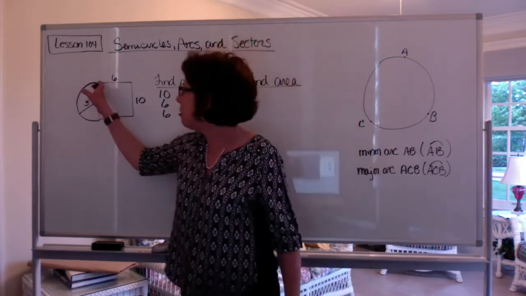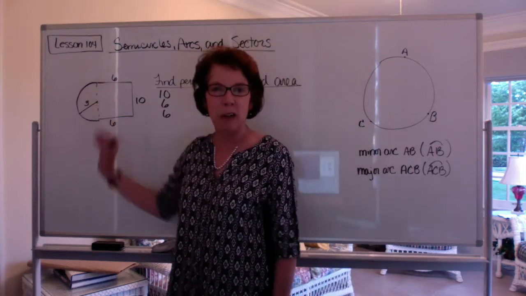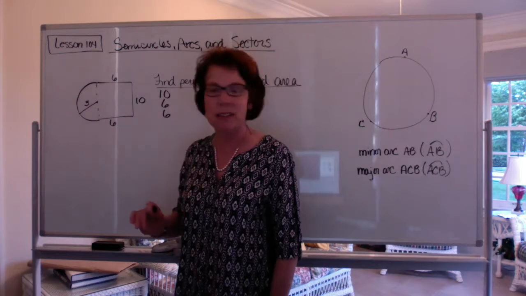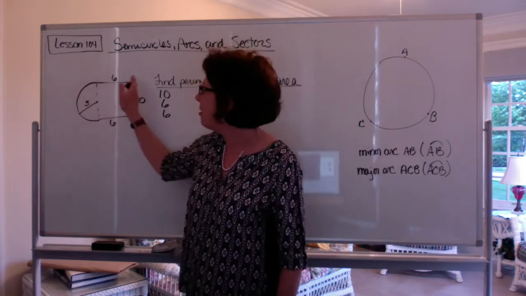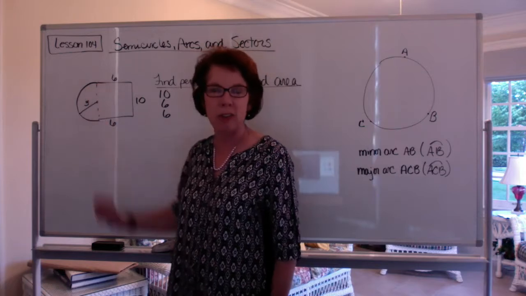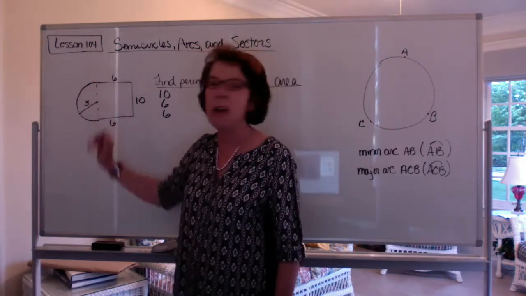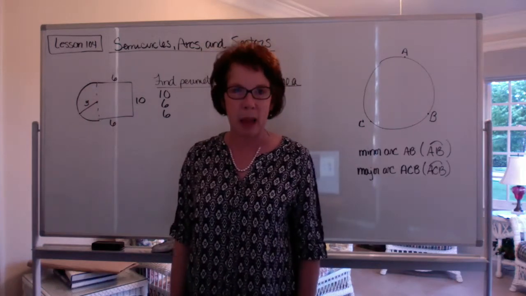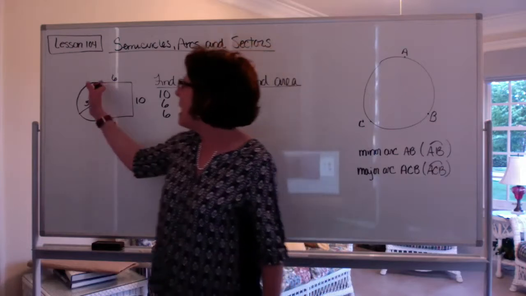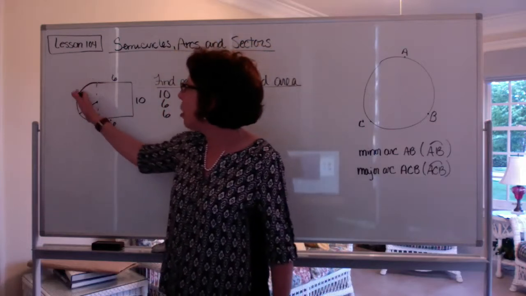Now, I have some students who like to add this dash line to the perimeter. That is not part of the perimeter. The perimeter is like putting a fence around a yard. You would not include that dash line. That dash line is just there to show you that it would be the diameter of a circle. Now, the last thing we have to do is add in this arc length.